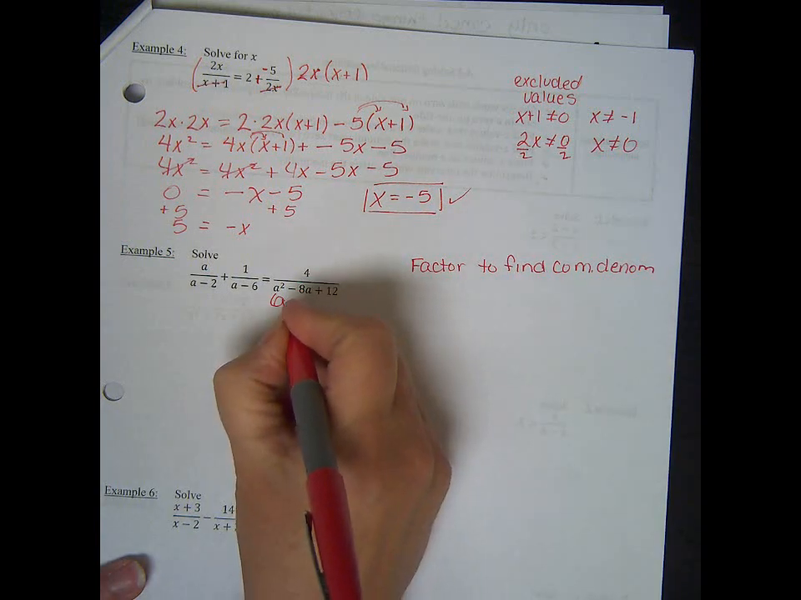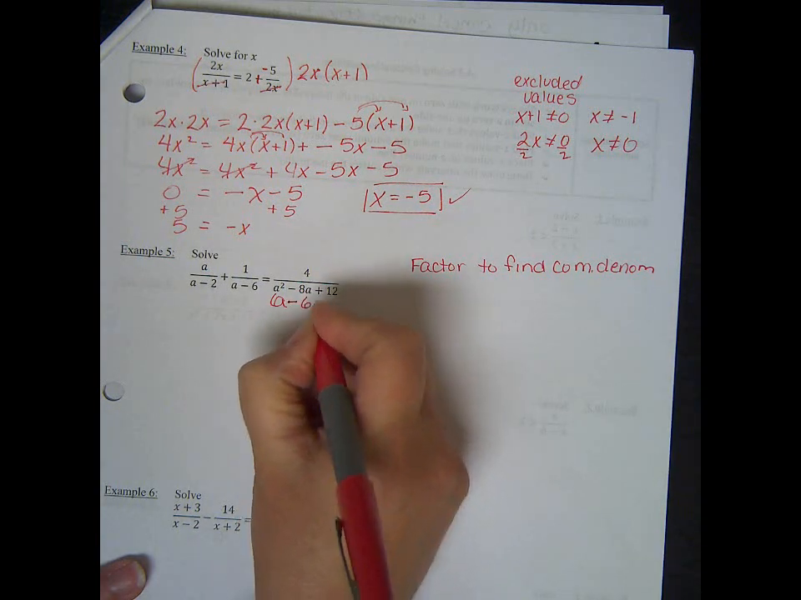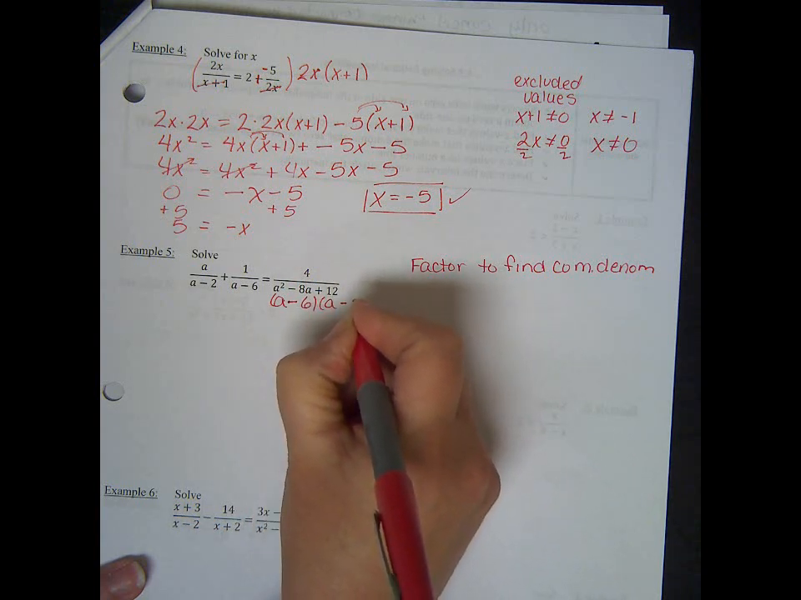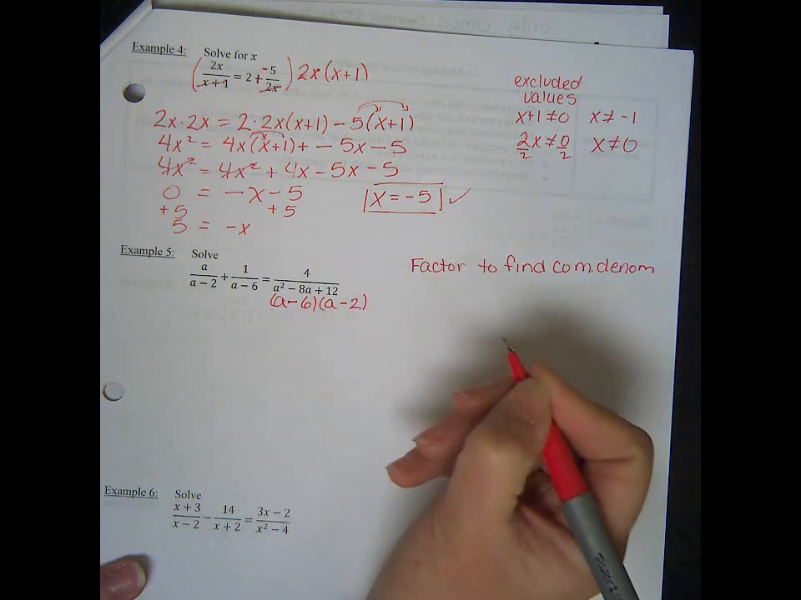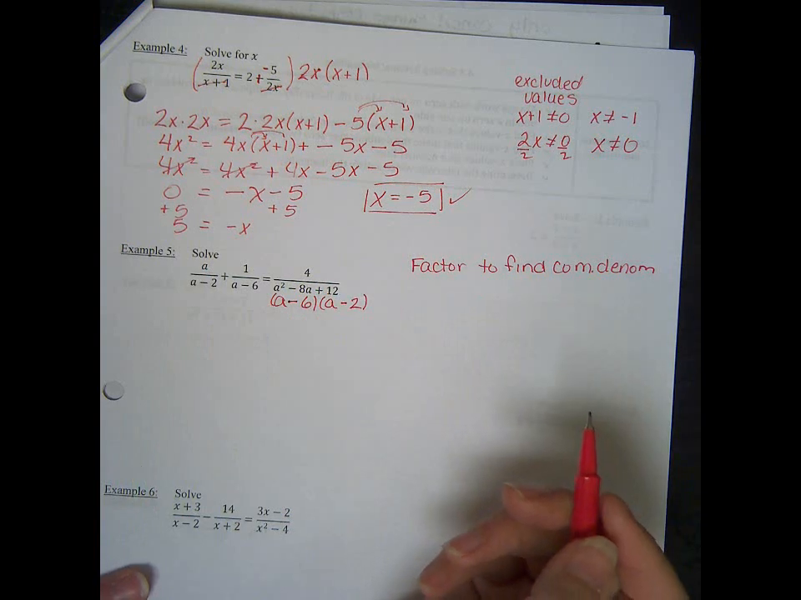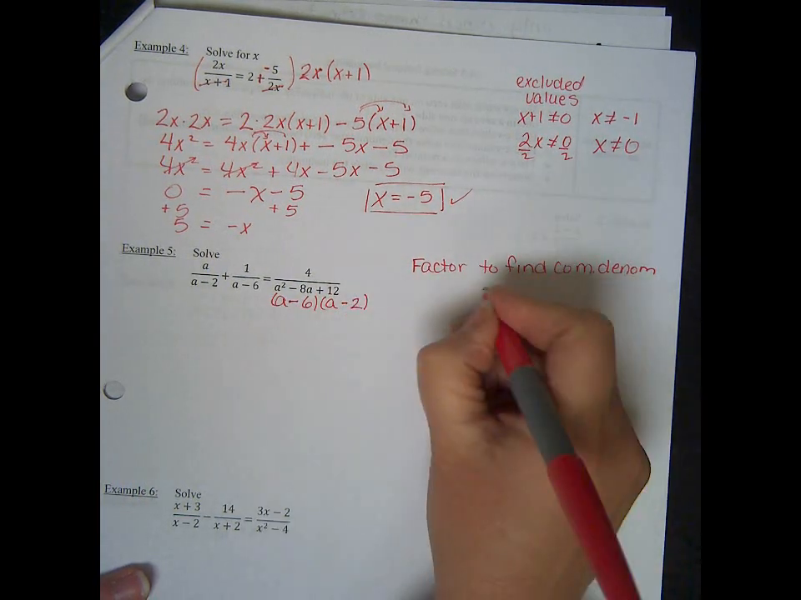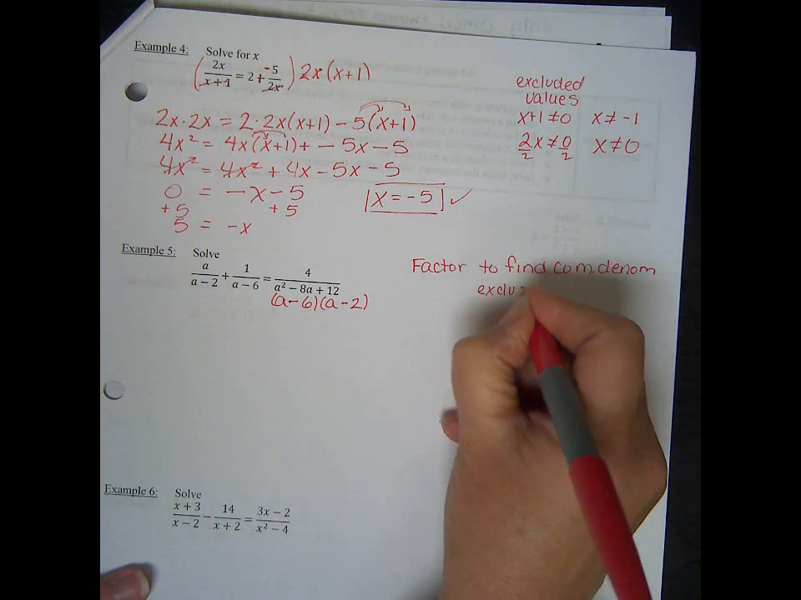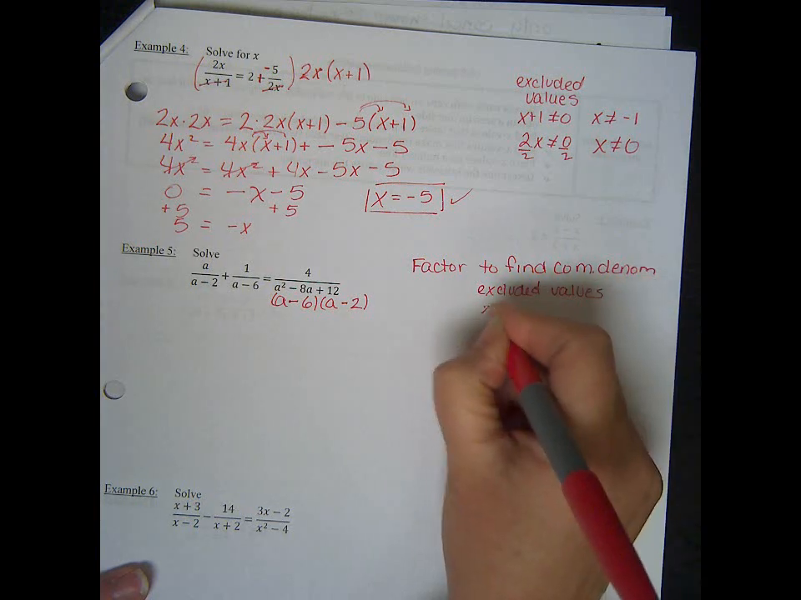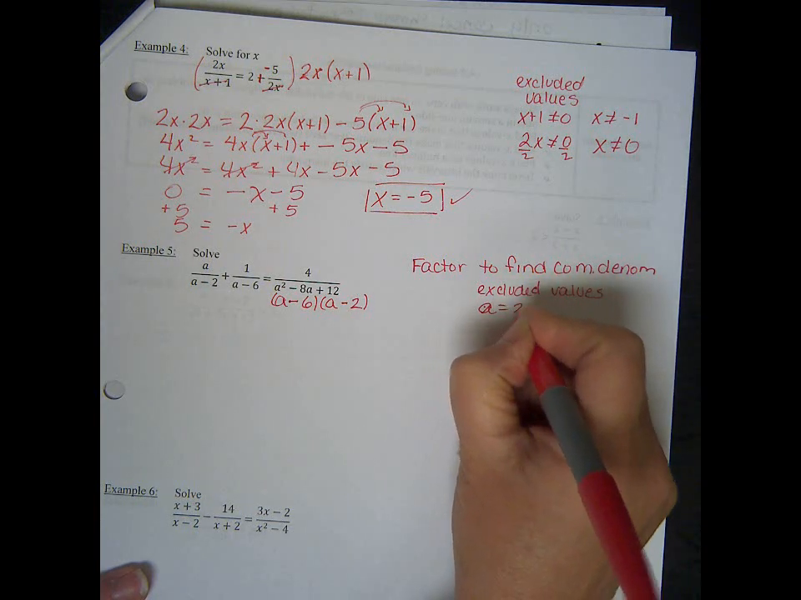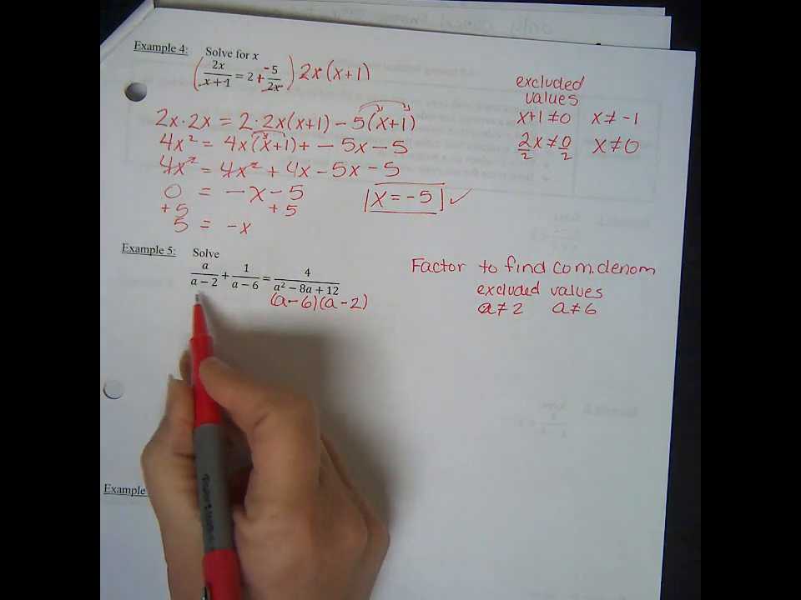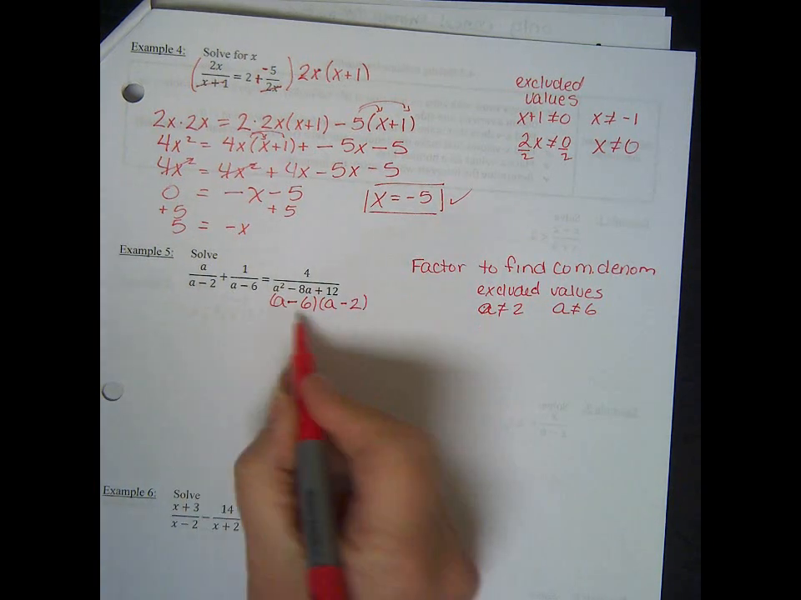Yes, negative 6 and negative 2. Okay, which is nicely the denominators we already have. So I can already see our excluded values. A can't equal 2, and A can't equal 6. Can't equal 2 from here, can't equal 6 from here, same denominators there.